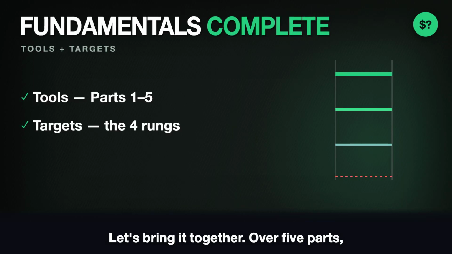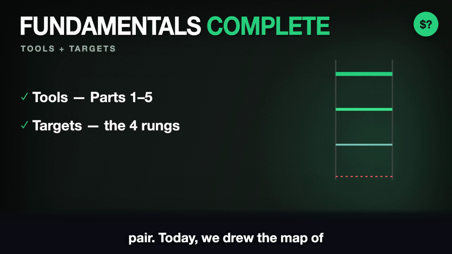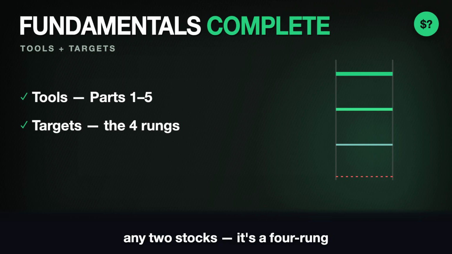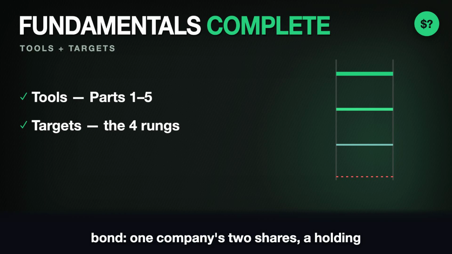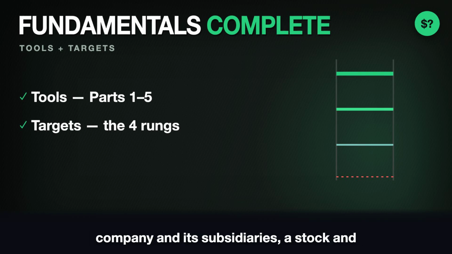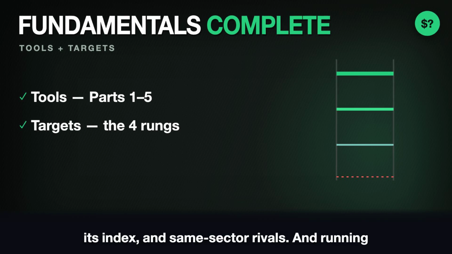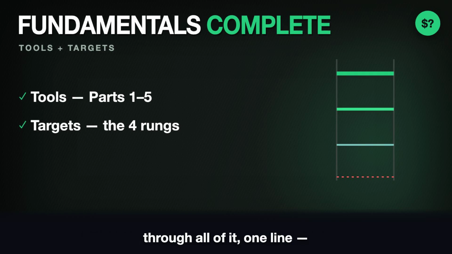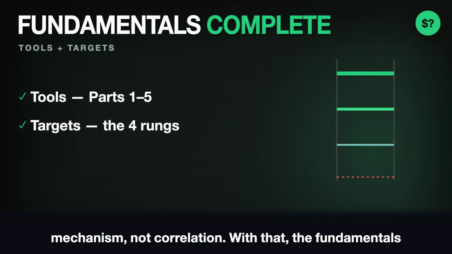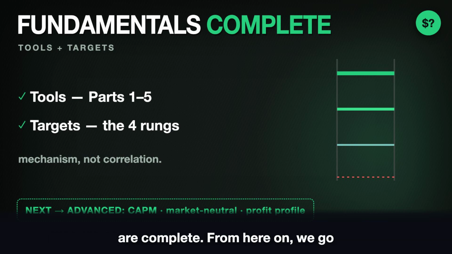Let's bring it together. Over 5 parts, we built the tools to trade a pair. Today, we drew the map of what to feed them. A pair isn't any 2 stocks. It's a 4-rung ladder ordered by the strength of the bond. One company's 2 shares, a holding company and its subsidiaries, a stock and its index, and same-sector rivals. And running through all of it, one line. Mechanism, not correlation. With that, the fundamentals are complete.